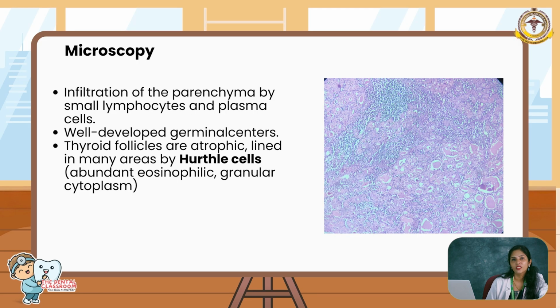In microscopy, you can see the thyroid parenchyma infiltrated with lymphocytes. At places it will form germinal centers called lymphoid follicles. What happens to the thyroid follicles? They will be atrophied. At places they will be lined by cells called Hürthle cells, which are the hallmark of Hashimoto's thyroiditis. These Hürthle cells have abundant eosinophilic and granular cytoplasm.